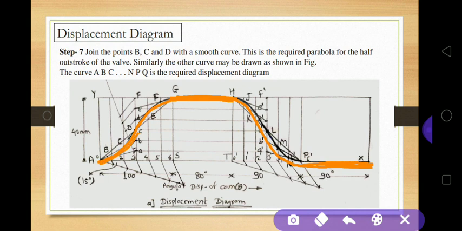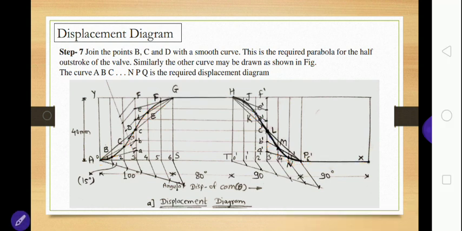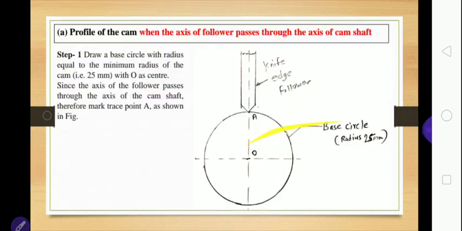During the outstroke and return stroke you have certain displacement of the follower. Those curves we have drawn with the help of the uniform acceleration and retardation case. So this is the procedure for the uniform acceleration retardation case to draw the displacement diagram. So we have drawn the displacement diagram.